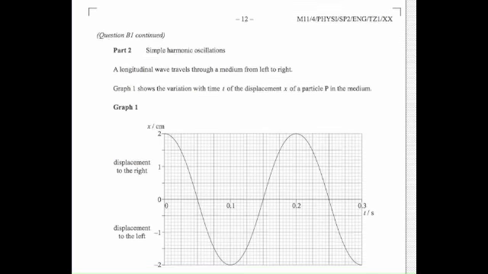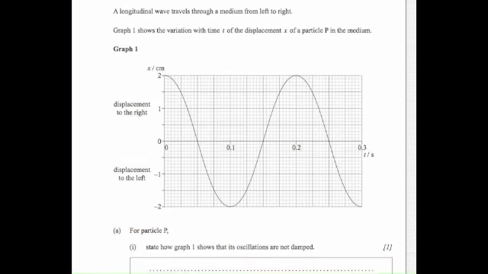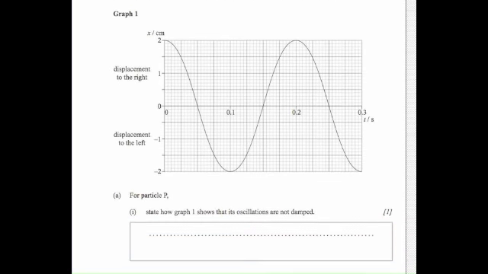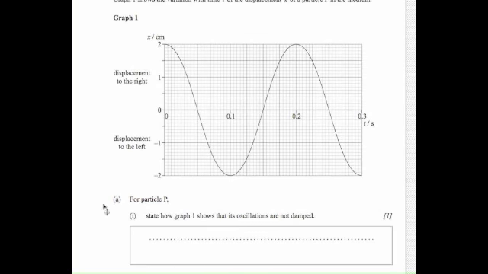In part 2, we're looking at simple harmonic motion. Here's the displacement time graph for a particle executing simple harmonic motion. First, how can we see that these oscillations are not damped? Well, damped oscillations are oscillations where there's a resistive force that's reducing the amplitude of the motion. But we can see here, at the beginning, the maximum displacement of the particle is 2 centimeters, and 1 cycle later, it's still 2 centimeters. The amplitude is not changing. So that's our answer.